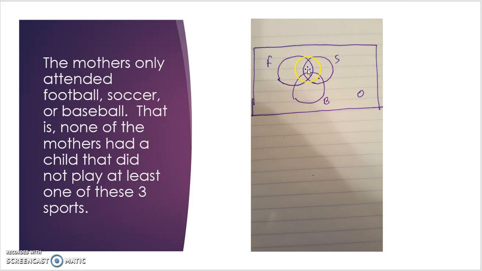Whereas these mothers that happen to be here go to football games and soccer games, but they do not go to any of the baseball games, right? And this region out here is on the outside, which all the outside is considered one region. That is the mothers not going to any of those three games. And one of our clues, the second clue I had, said that none of the mothers had a child that did not play in at least one of these three sports. So I will put a 0 there because there are no mothers out here.